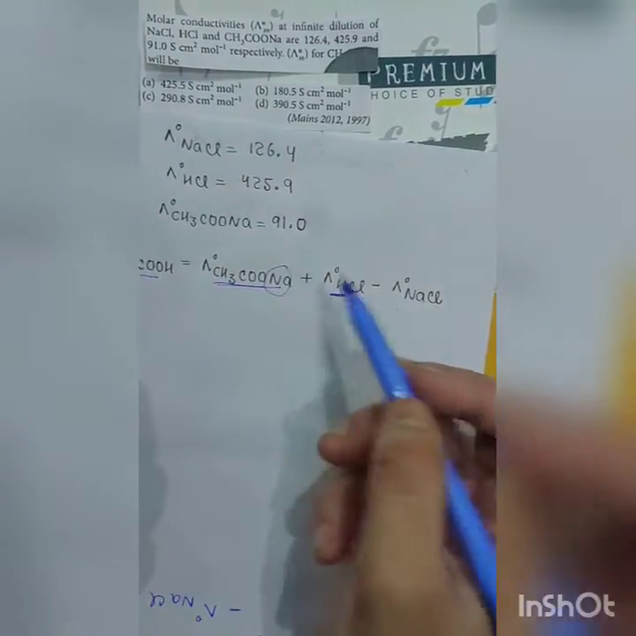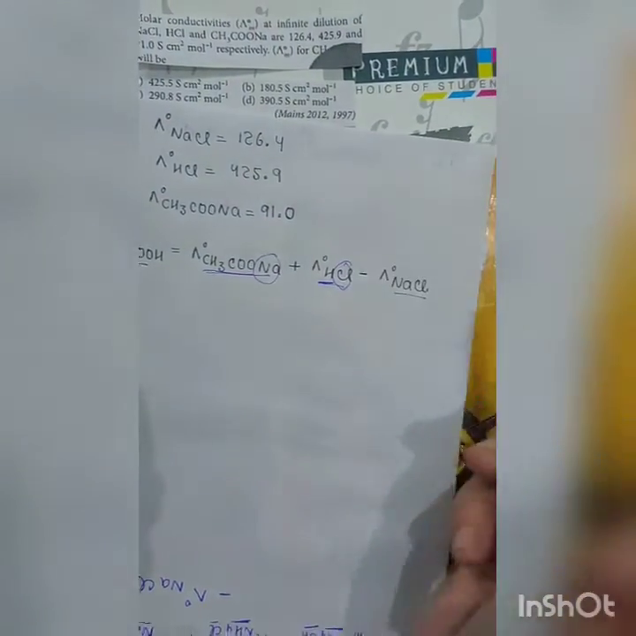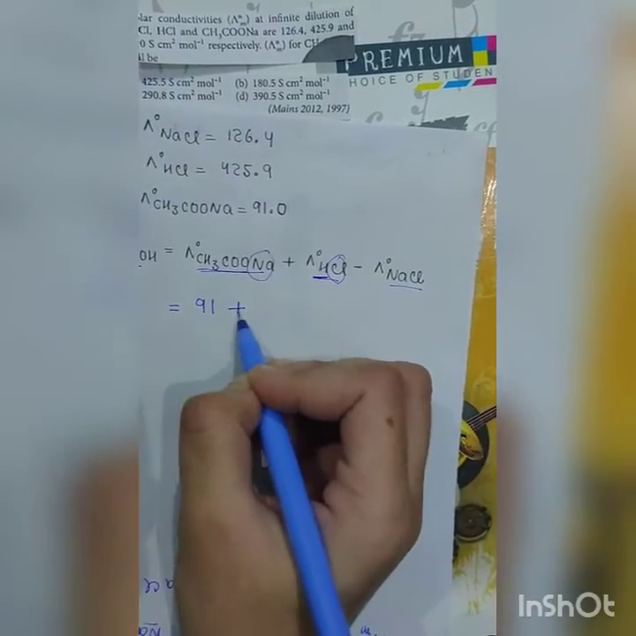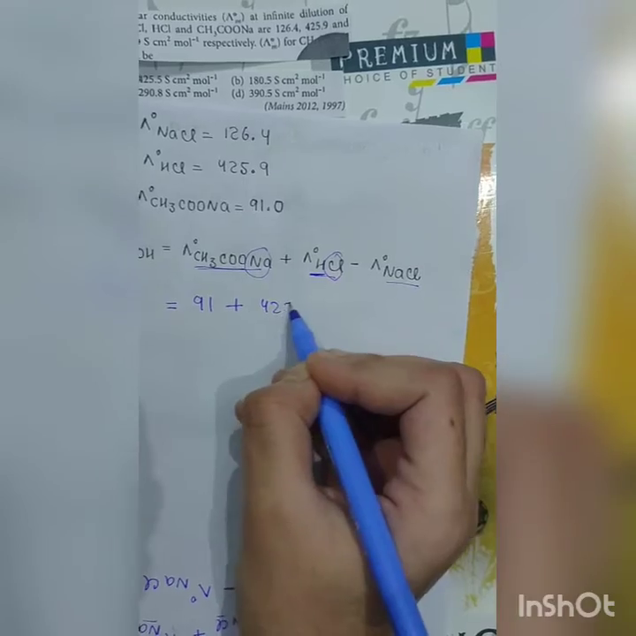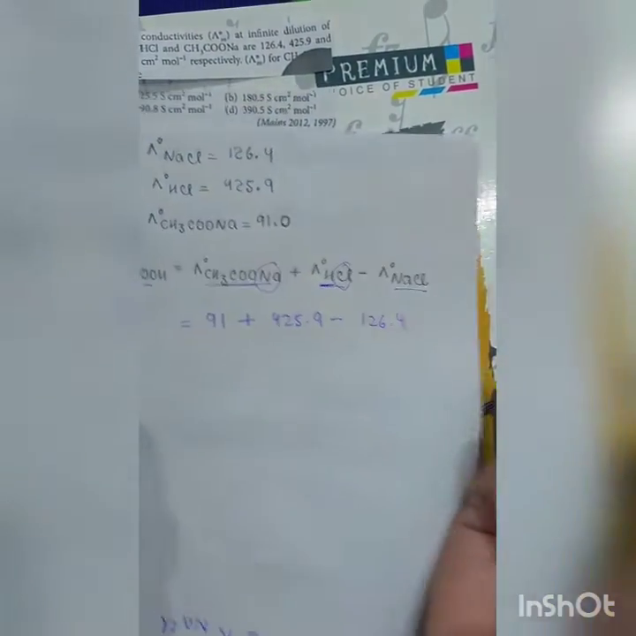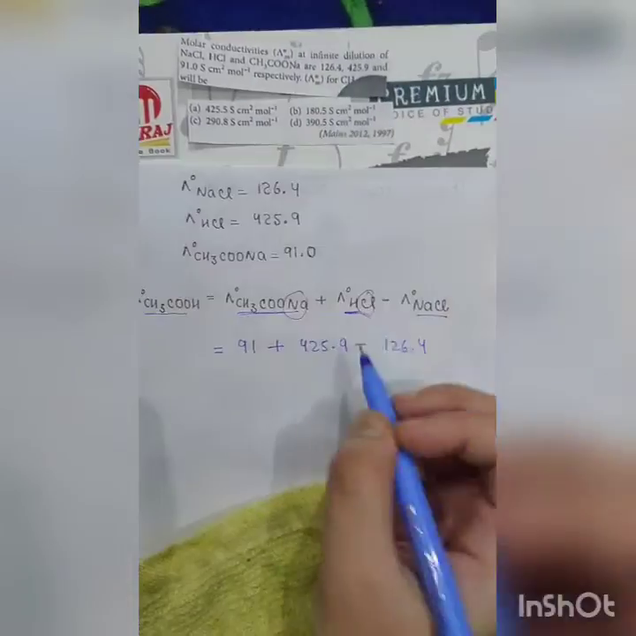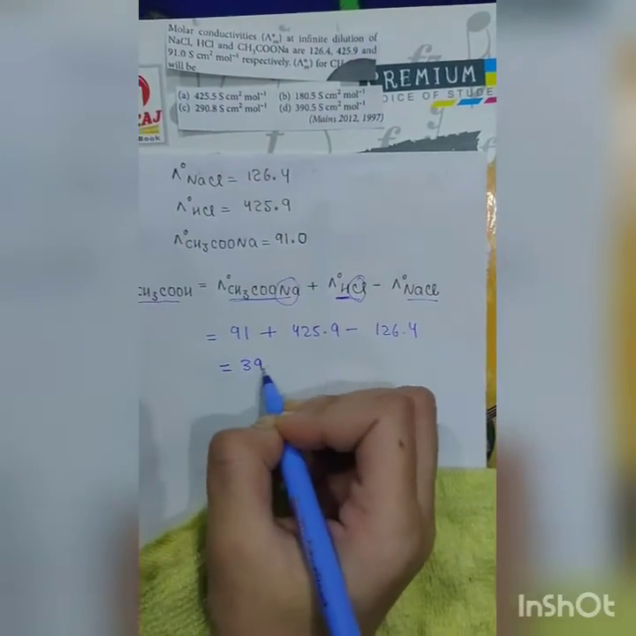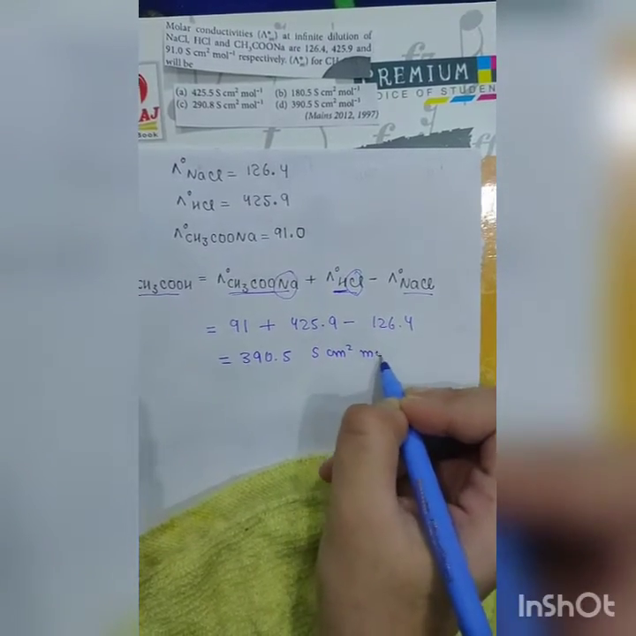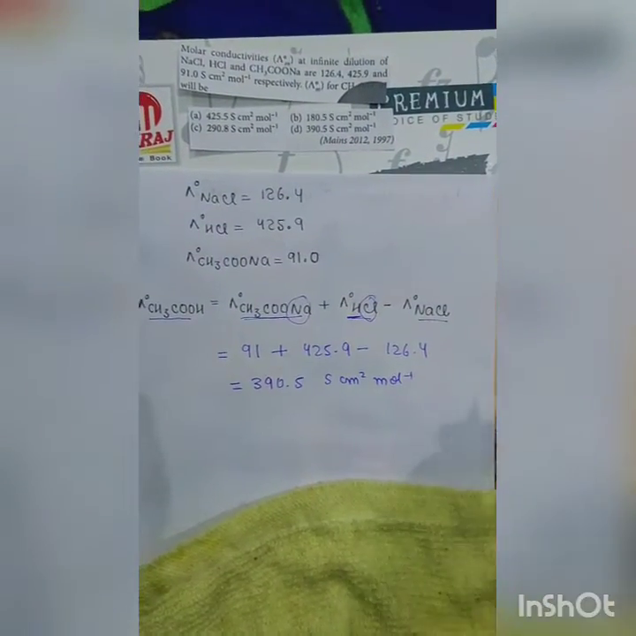ना एक्स्ट्रा क्या है, NaCl. सो इसको माइनस करना पड़ेगा. NaCl की लिमिटिंग मोलर कंडक्टिविटी सोडियम एसिटेट के लिए दिया था 91, HCl के लिए given was 425.9 and NaCl के लिए it was 126.4. So if we solve this, answer is 390.5 Siemens centimeter square per mole, which is given in option D.